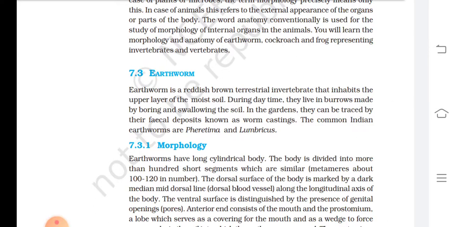7.3 Earthworm. Earthworm is a reddish brown terrestrial invertebrate that inhabits the upper layer of moist soil. During daytime they live in burrows made by boring and swallowing of the soil. In the gardens they can be traced by their fecal deposits known as worm castings. The common Indian earthworms are Pheretima and Lumbricus.